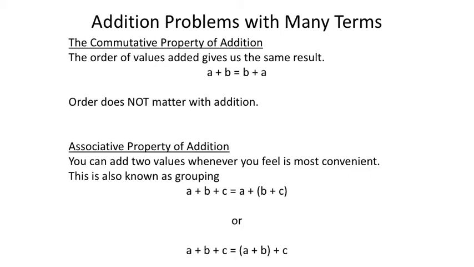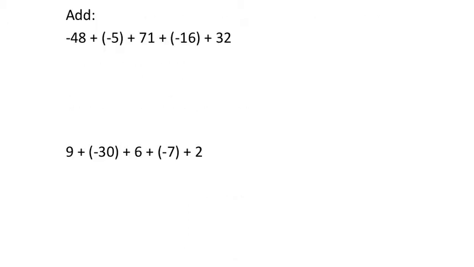So while we may be dealing with more than two numbers at a time that we're adding, we can kind of rearrange them. Well, why would we want to do that? Well, we'll see on the next example. So let's do this top one first. Negative 48 plus negative 5 plus 71 plus negative 16 plus 32. So 3 negatives and 2 positives.